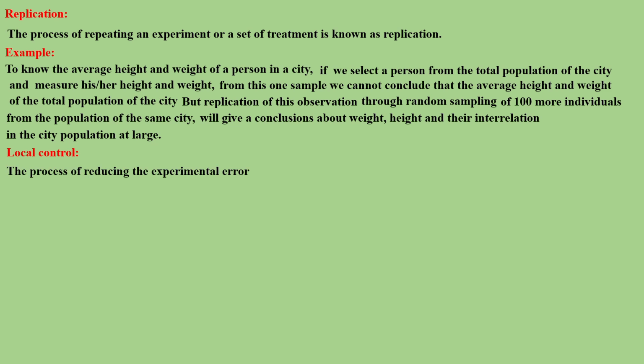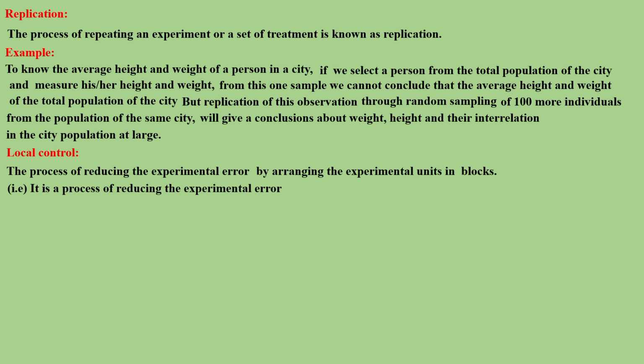Next, local control: the process of reducing the experimental error. To avoid the experimental error, the process we are doing is arranging the experimental units in blocks. So the experimental units, first one, second one, third one, we are reversing the third one to first one, and rearranging to control the error, that output error, right? That is called local control.